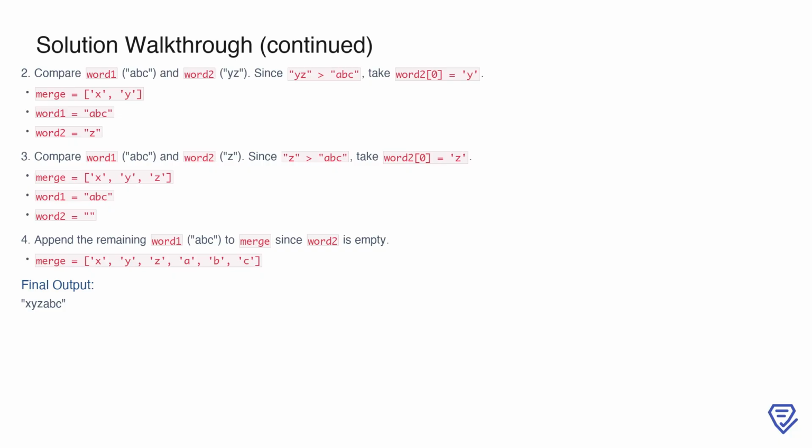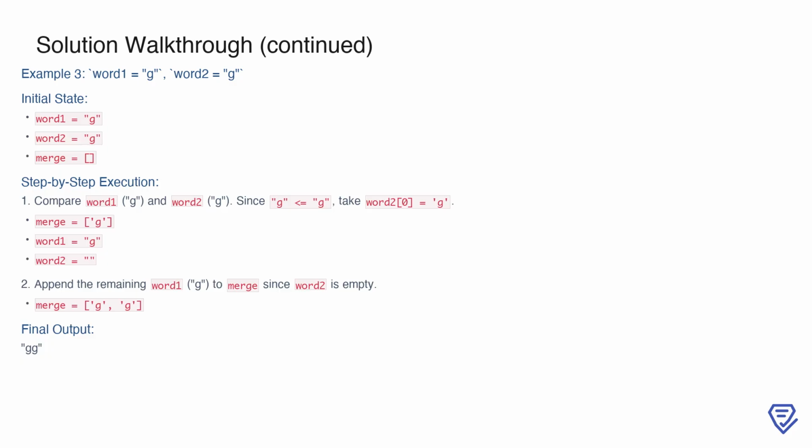Since YZ is still greater than ABC, we take the first character of word 2, Y, and add it to merge. Now, merge becomes X, Y, and word 2 is updated to Z. Comparing again, Z is greater than ABC, so we take Z from word 2 and add it to merge. At this point, merge is X, Y, Z, and word 2 is empty. As word 2 is now empty, we append the remaining word 1, ABC, to merge, resulting in X, Y, Z, A, B, C. The final merged string for this example is XYZABC.